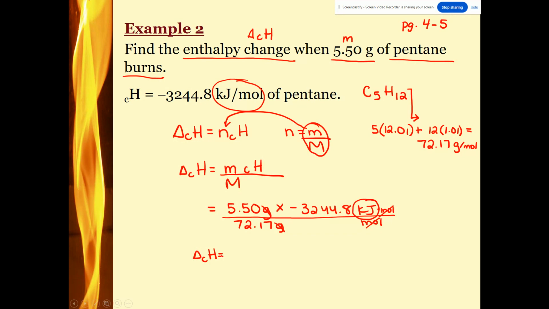So in my calculator, I'll go 5.50 times negative 3244.8, hit enter, and then hit divide by 72.17.